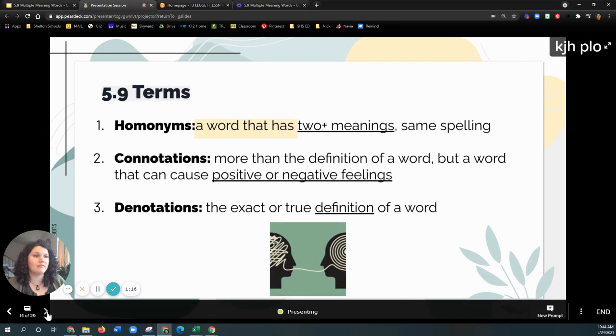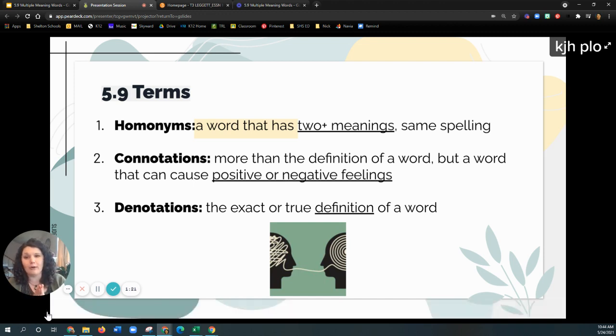So, good stuff. The 3 academic vocab terms that we are looking at today are homonyms, connotations, and denotations. Say what? Homonyms, it's a word that has 2 meanings. So it's the same spelling, but there are multiple meanings depending on how that word is used in a sentence. Connotation is whether or not the feeling from that word is positive or negative. And denotation is the definition. Let's break it down.